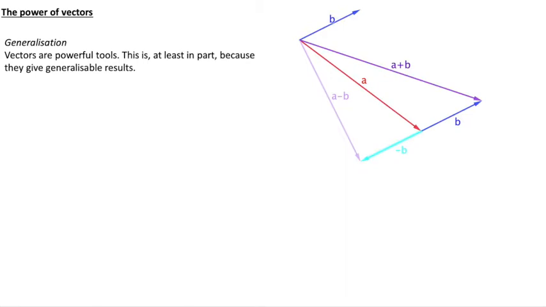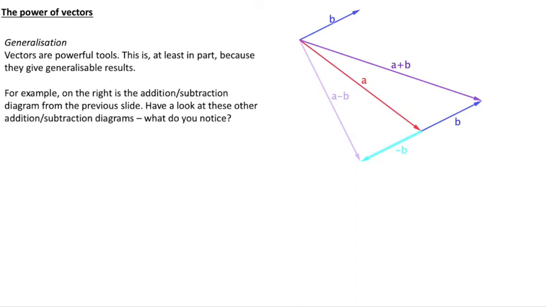So the power of vectors is in generalization and other things, but generalization is certainly one of the benefits of vectors, and that means they give generalizable results. So if we look at the pictorial representation of a + b that we've just seen, then we can see the addition subtraction diagram from the previous slide, but we'll just have a look at a couple of others. Just have a look at these, perhaps pause the video for a moment and see what you notice about them. That's perhaps something you could discuss with your teacher.